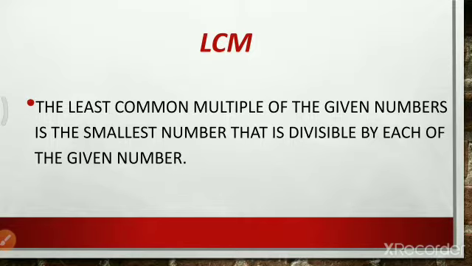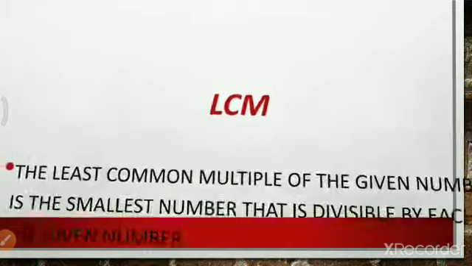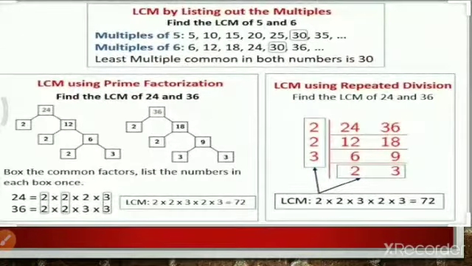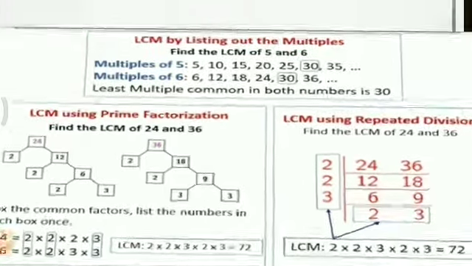Clear everyone? So see, there are three methods for finding the LCM. First, you can find the LCM by writing the multiples. Second is by prime factorization, means by using the factor tree, and third one is the repeated division method. Here we will follow the repeated division method for finding the LCM. So see the example of how you are going to find the LCM.